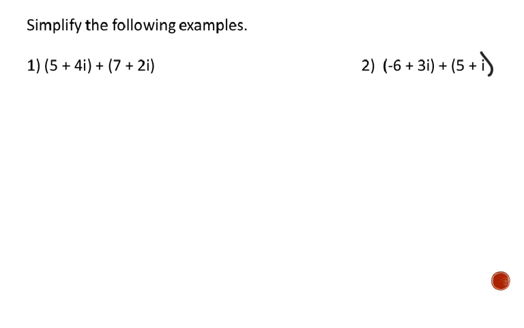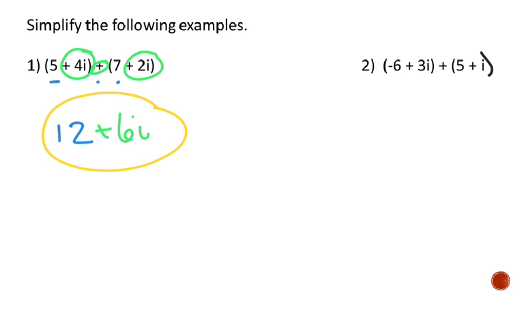Okay, so let's look at these examples. The directions just say simplify the following examples. Number 1 says the quantity of 5 plus 4i plus the quantity of 7 plus 2i. So all we're going to do is just add the real parts. So the 5 plus the 7, which will give us 12. Then we're going to add the imaginary parts, which is the positive 4i plus 2i, which would be plus 6i. Now, those aren't like terms, so that's just our answer, 12 plus 6i.